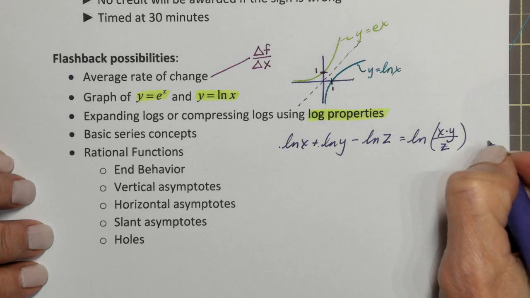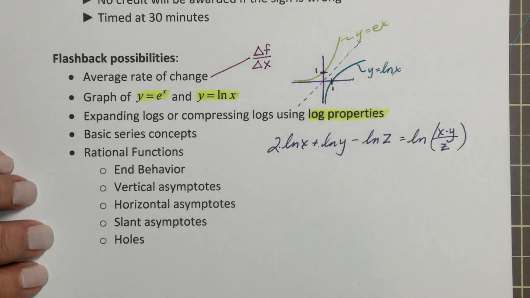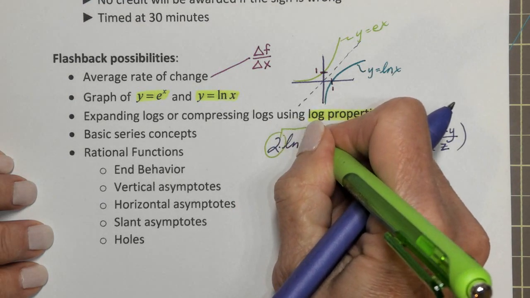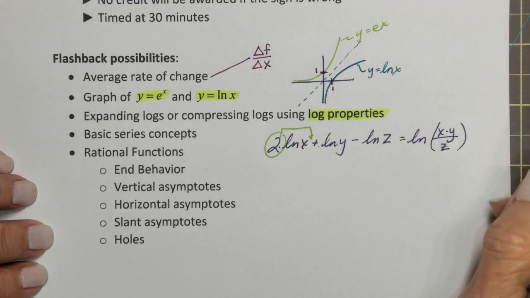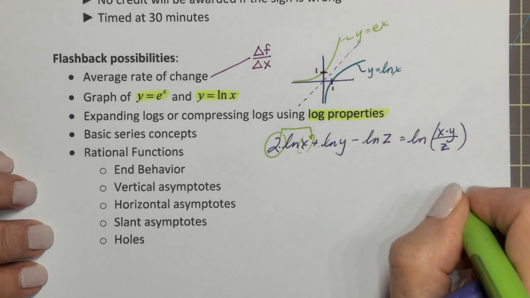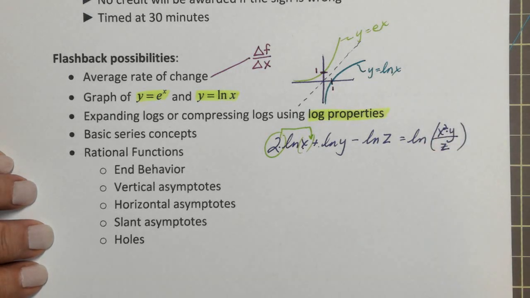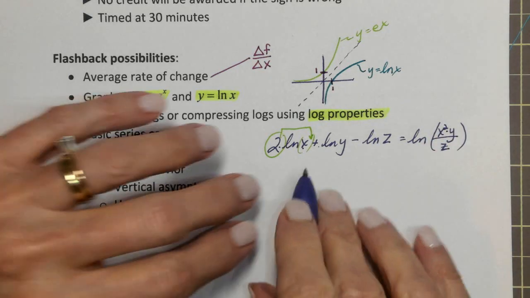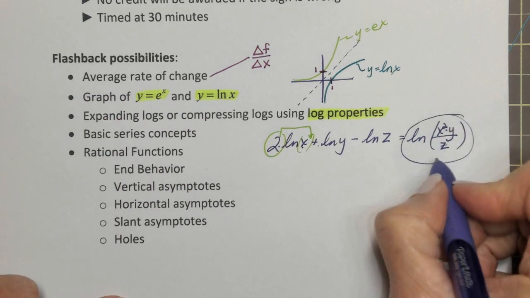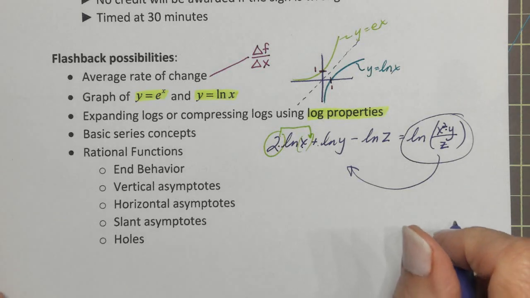Okay? What would you do if there was a 2 out in front? What could you do with that 2? You could move it to the power on the x. It's always the power on the argument, not the power on the log. So this would be x squared up there. So know how to combine to a single log and know how to undo that. Know how to go backwards. Break it into its parts.